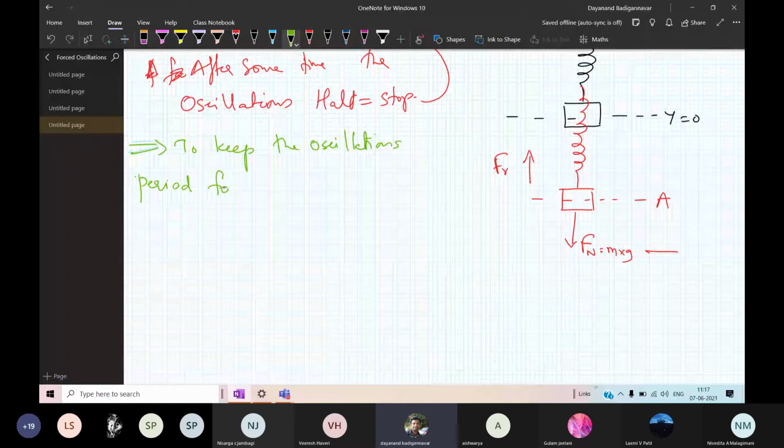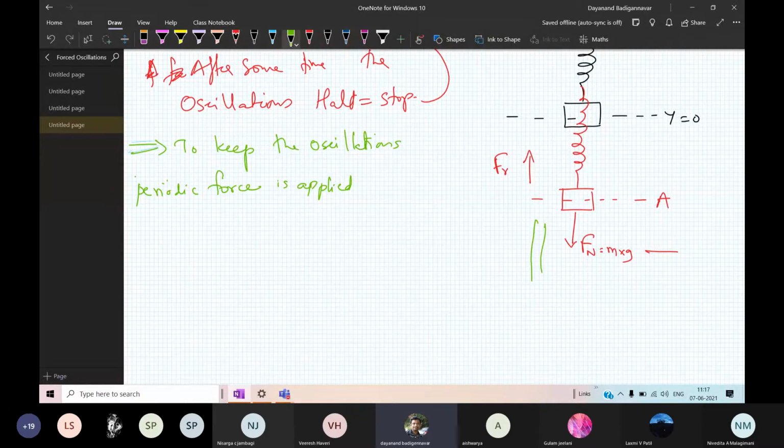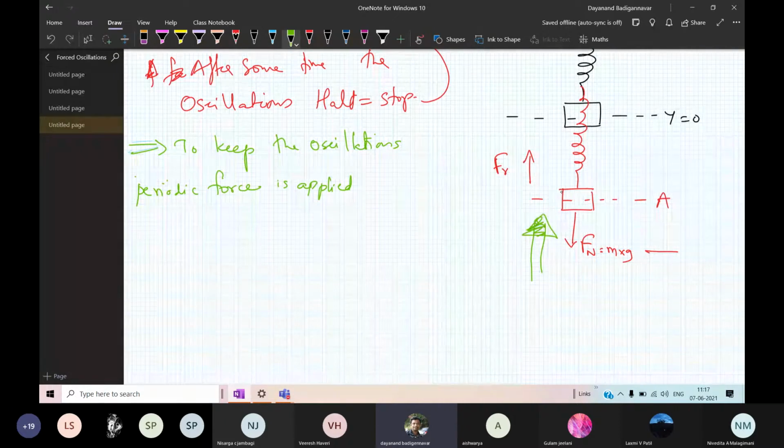A force is applied. Which type of force? That is very important. That is called the periodic force. So the periodic force you have to apply. Where do you have to apply it? You have to apply the force here. This is the periodic force. So when the mass comes here, you have to apply the force. What is the force that you are applying? F. This is the periodic force.